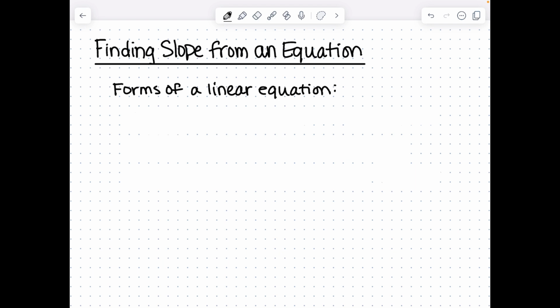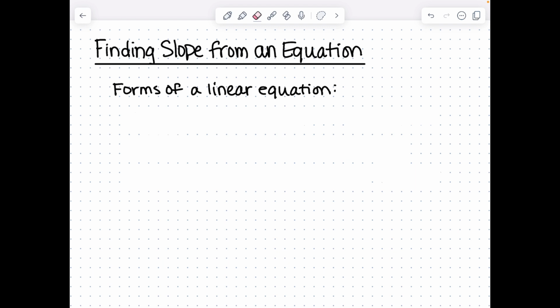But before we get too far into this, I want to talk about the 3 different forms of a linear equation. Now, not every linear equation you'll work with will start out in these forms, but these are the forms that are nice and helpful for us and what you do in your Algebra 1 class.